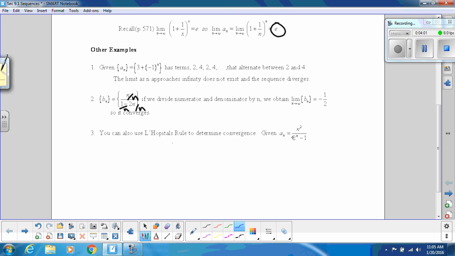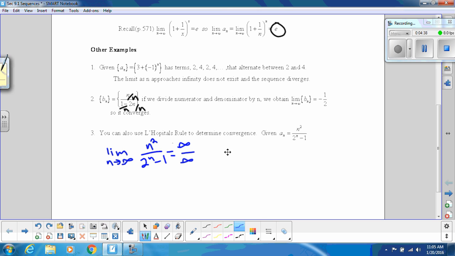If I wanted to see if this converged, so if I was doing the limit as n approaches infinity of this, and I plug in infinity, I'm going to get infinity over infinity. Right? So we have our indeterminate form. So that would tell us, oh, well, let's do L'Hopital's rule. L'Hopital's rule we have to use on the function, but remember, if I can find the limit of the function, then I can find the limit of the sequence.